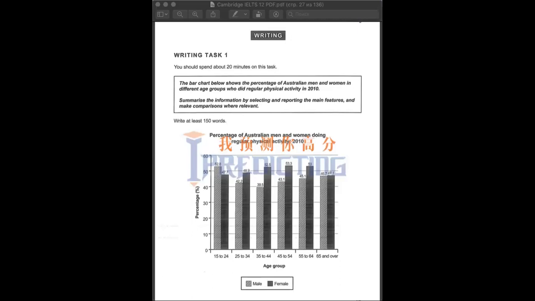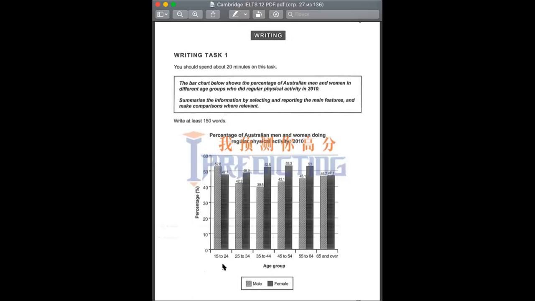Okay, hello everybody. We are going to take a look at writing task one. This is one example; there are actually different types. This one is called a bar chart. A bar is this thing. So there are different bars. A chart is like a table, like some diagram. They're all different types, but it's some visual information.